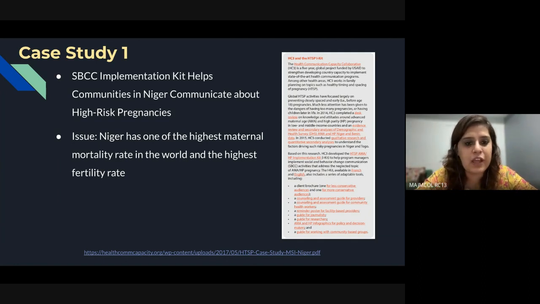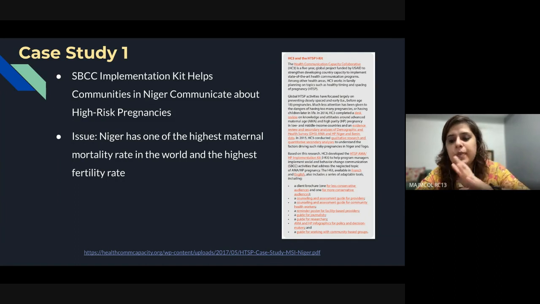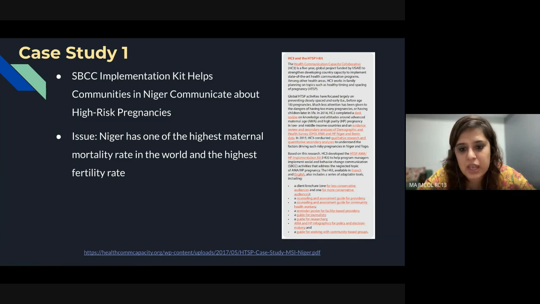After researching for 5 years, if I'm correct, yes, 5 years, they developed these tools for all of these audiences on the basis of their qualitative and quantitative research, to understand what kind of factors drive AMA and HP pregnancies, and how one can actually help or eradicate these issues of maternal mortality rate. So, a guide for researchers, AMA and HP infographics for policy and decision at the government and legislation level, and a guide for working with community based groups.